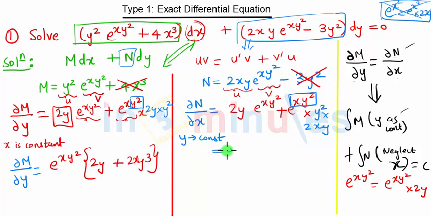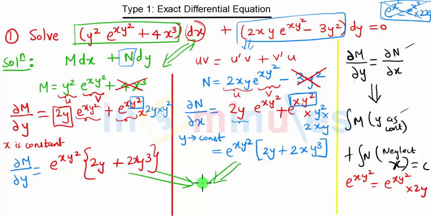If I take e^(xy square) common, I will get this equation as 2y. Here 2y is remaining, and in this it is 2x, and this y square and y square get multiplied to y cube. So from these two equations you can conclude that these two equations are exactly the same. So ∂M/∂y is equal to ∂N/∂x. This indicates that the given equation is an exact differential equation.